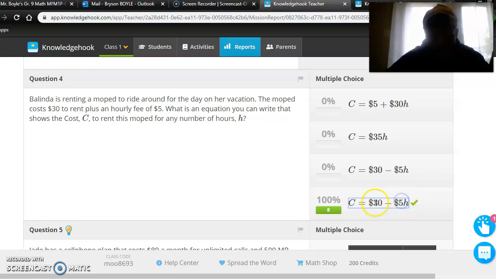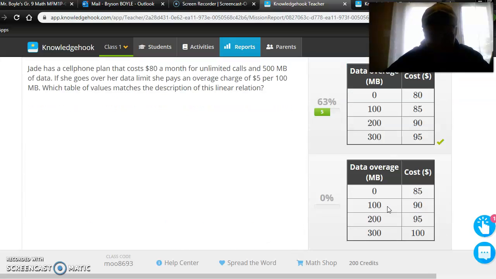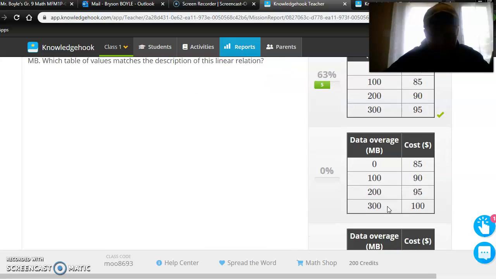5's our multiplier, 30's our constant. This is our right answer. $30 to rent it plus $5 per hour. So if we wrote it for 10 hours, it'd be 5 times 10 is 50 plus 30, $80 total it would cost us to get that moped and ride it for 10 hours, right? That's how that works. Constant, multiplier.